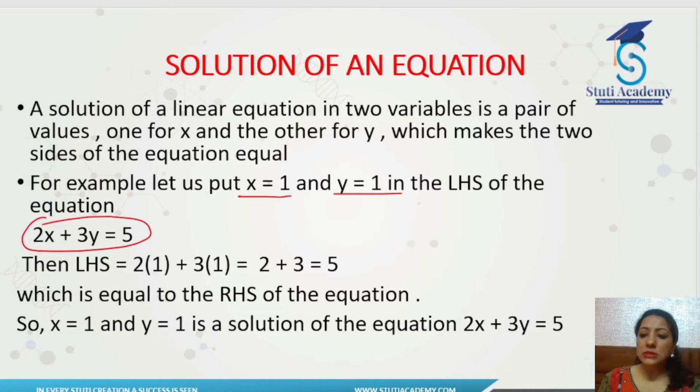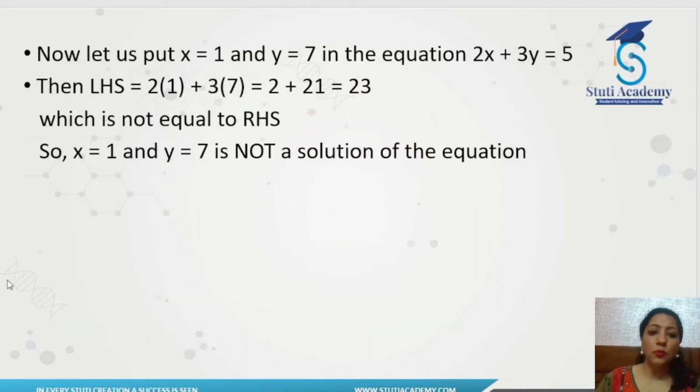Also, we discussed another example here, x equal to 1 and y equal to 7, where we put these two numbers in the LHS and then we realized that the LHS is 23 and RHS is 5. That means LHS and RHS are not equal. So we can say x equal to 1 and y equal to 7 is not a solution of the equation.